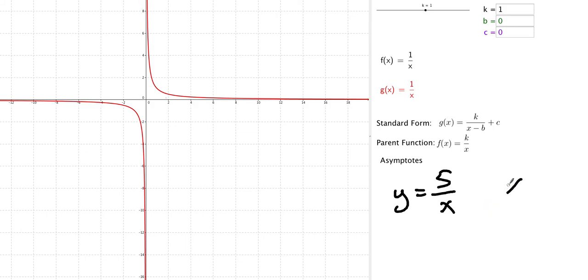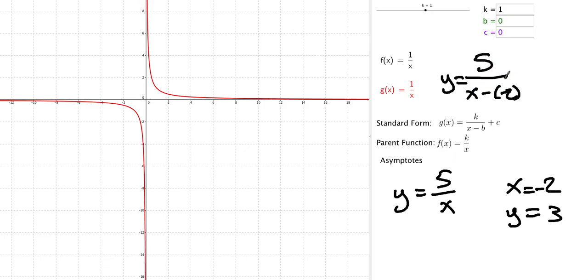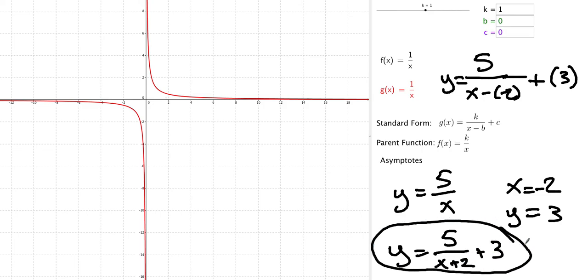Okay, so example 6 says write the equation for the translation of y equals 5/x that has asymptotes at x equals -2 and y equals 3. So that's telling us our b value is -2 and our c value is 3. So if our b value is -2, then I would plug this in. y equals k over x minus b plus c. What is k? k is the value that's here, 5. Okay, b is -2, so I plug that in. x minus -2 is x plus 2, so we're going to have the graph 5 over x plus 2 and then plus c. This is the equation of the graph that has asymptotes at -2 and +3.